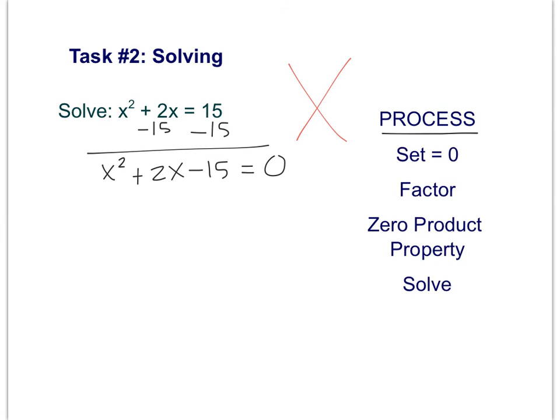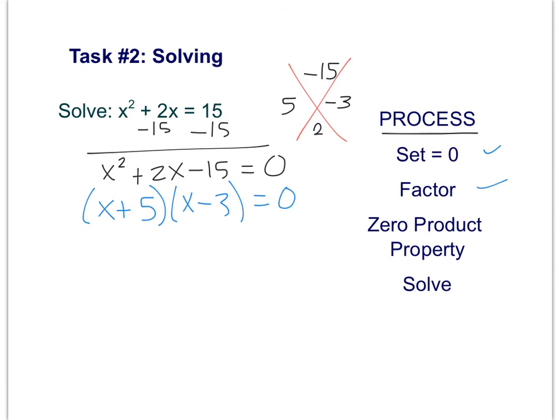So now I'll factor this, and I want factors of negative 15 that when added together give me 2. And those factors are 5 and negative 3. So my factors, if I write those out, are x plus 5 times the quantity x minus 3 equals 0. So I've set my equation equal to 0, I've factored, and now here comes the zero product property. So I'm going to set both factors equal to 0 and solve.